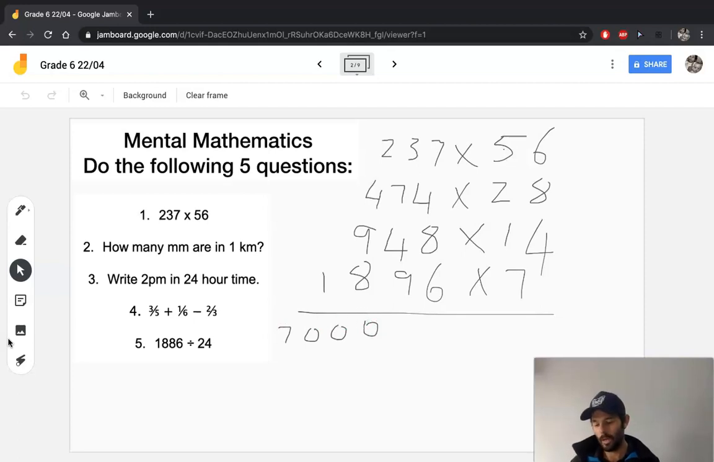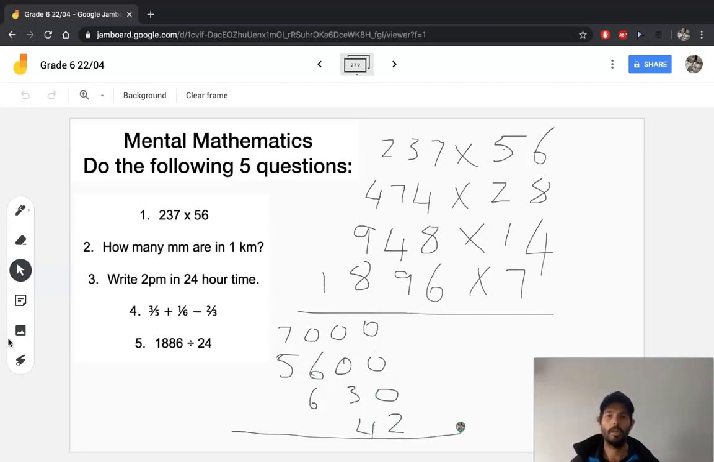800 times 700 is 5,600. So make sure you put them in the correct columns. 90 times 7 is 630. And 6 times 7 is 42. Okay, and now it's just a case of adding. And once you've added up all those, you'll get 13,272.